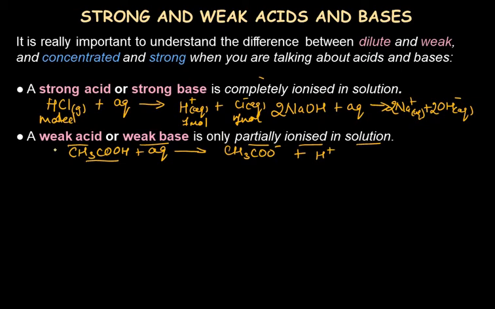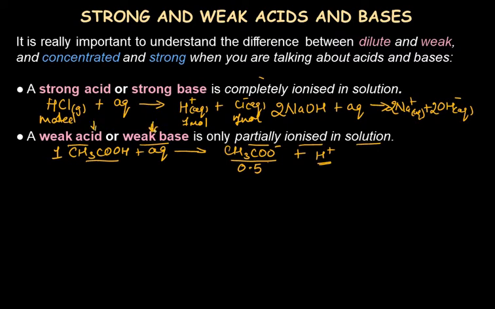So suppose if we have taken 1 mole of ethanoic acid dissolved, then we may not get 1 mole of the ions, that is ethanoate ion and hydrogen ion. We may only get say 0.5 mole or even lesser than this, because ethanoic acid is a very weak acid. So incomplete ionization or partial ionization is what is called a weak acid or a weak base.